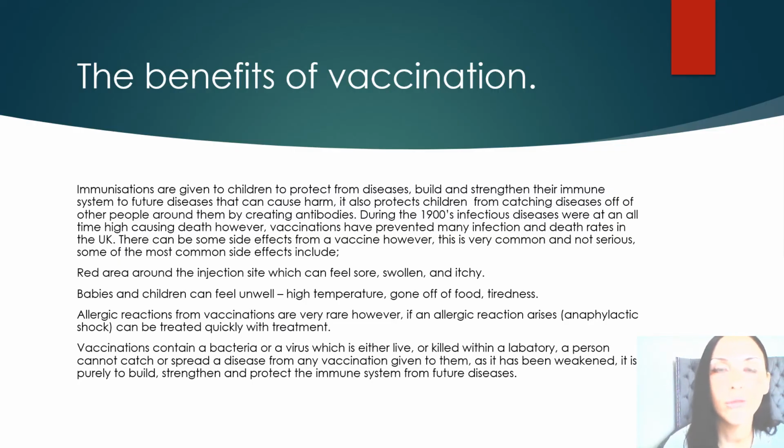So, the benefits of vaccination. Immunisations are given to children to protect them from diseases, and to build and strengthen their immune system against future diseases that can cause harm. It also protects children from catching diseases from other people around them by creating antibodies. During the 1900s, infectious diseases were at an all-time high, causing death. However, vaccinations now have prevented many infection and death rates in the UK.